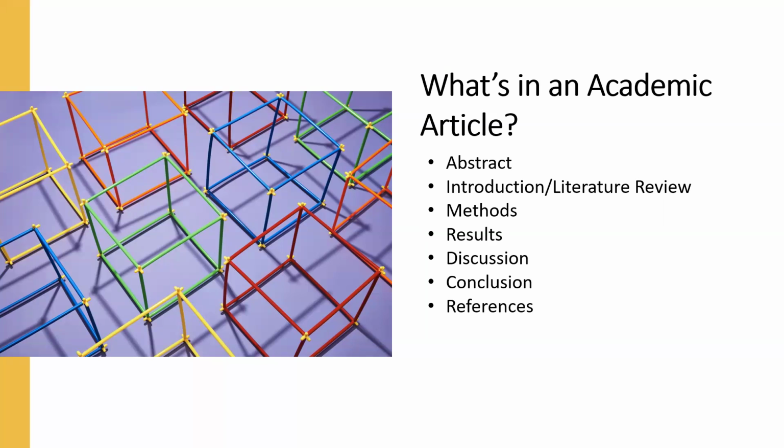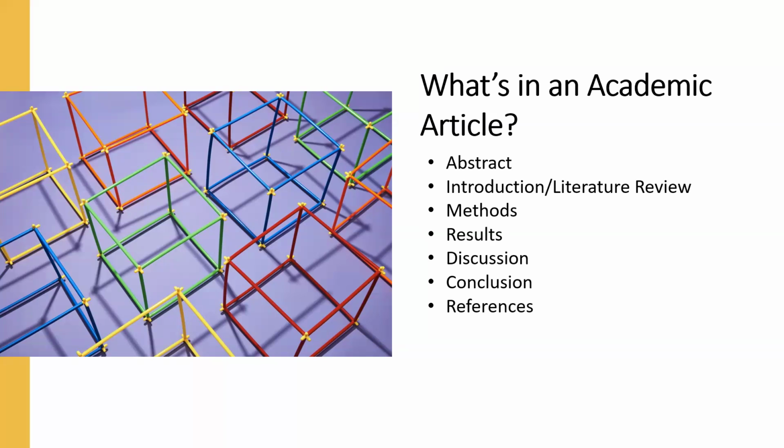Finally, you'll have your references. And this will be everything that the authors cited in their article. And each journal generally will use one of the established citation styles. So APA, MLA, Chicago. Some journals are a little more idiosyncratic and will have their own sort of special quirks. But these are great places to go if you are doing further research.